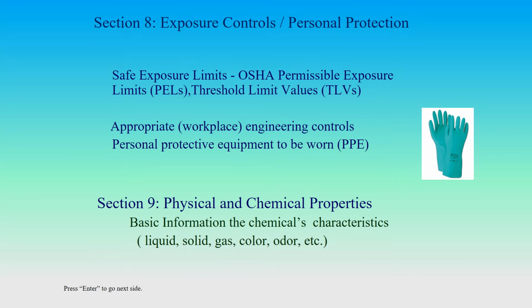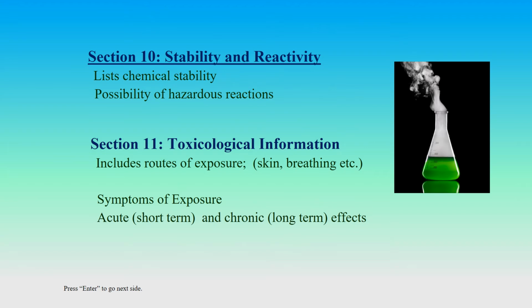Section 8, exposure controls, personal protection. Safe exposure limits, OSHA permissible exposure limits, PELs, threshold limit values, TLVs, appropriate workplace engineering controls, and personal protective equipment to be worn, PPE. Section 9 contains physical and chemical properties, basic information, the chemical's characteristics, liquid, solid, gas, color, odor, etc. Section 10, stability and reactivity, lists chemical stability, possibility of hazardous reactions.